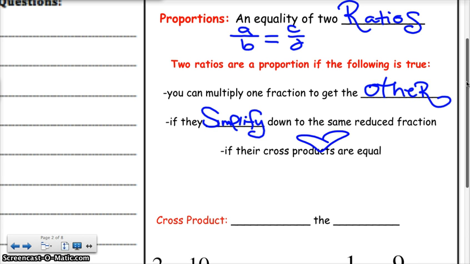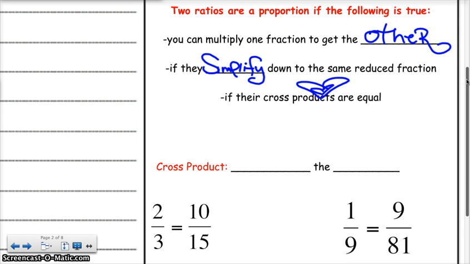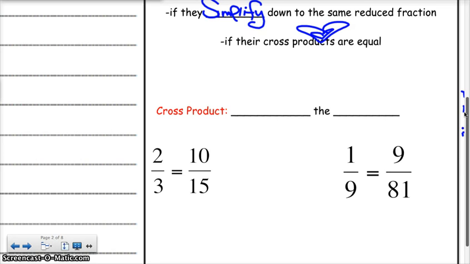This next way is what you use as 7th and 8th graders when you're looking to identify. That means you set their cross products equal to each other. If their cross products are equal, then they are a proportion. What do I mean by that? Cross product. What you do with the cross product, you multiply the diagonals. You think cross, diagonal. What you're going to do is multiply the diagonals.